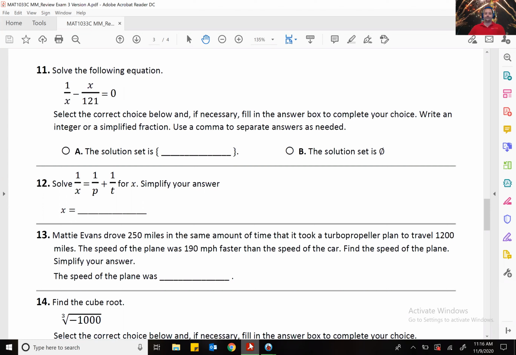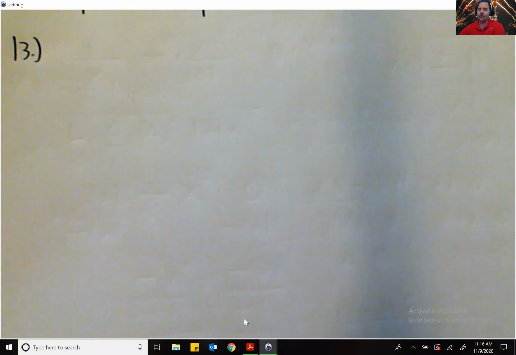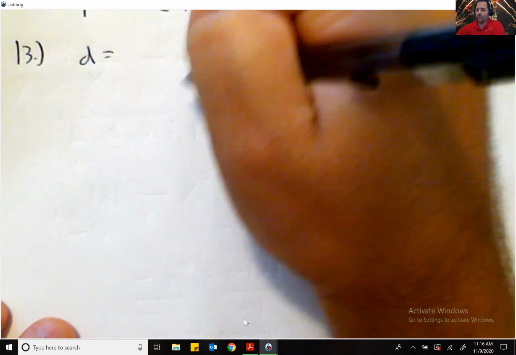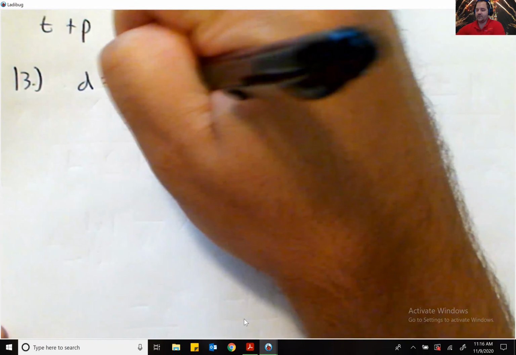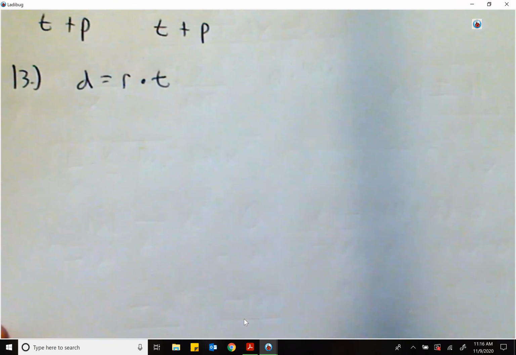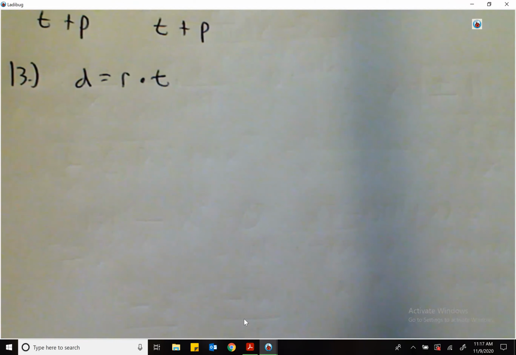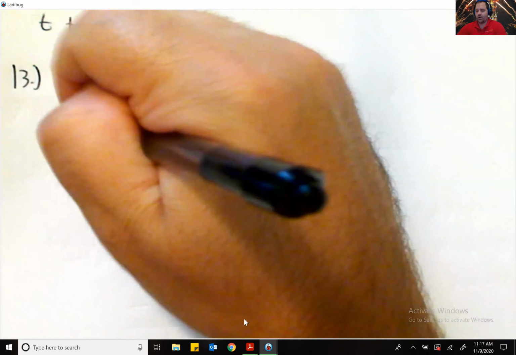Okay. So in this problem, there is a formula that you have to remember. And that formula is that distance is equal to rate times time. You need this little formula. It's how we're going to get through this. So we've got two pieces here. We got a car. We got a plane.